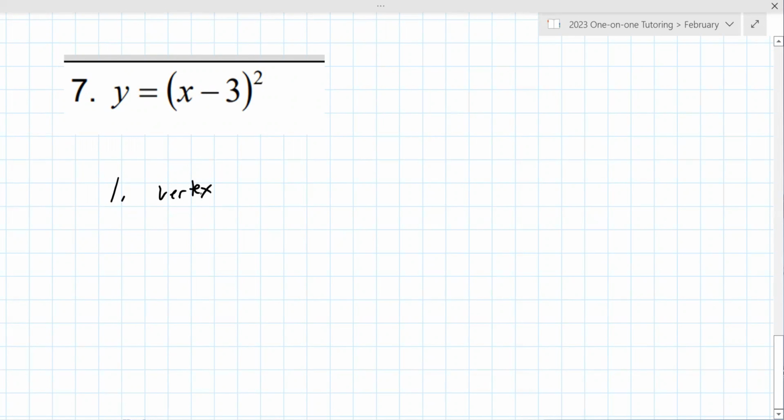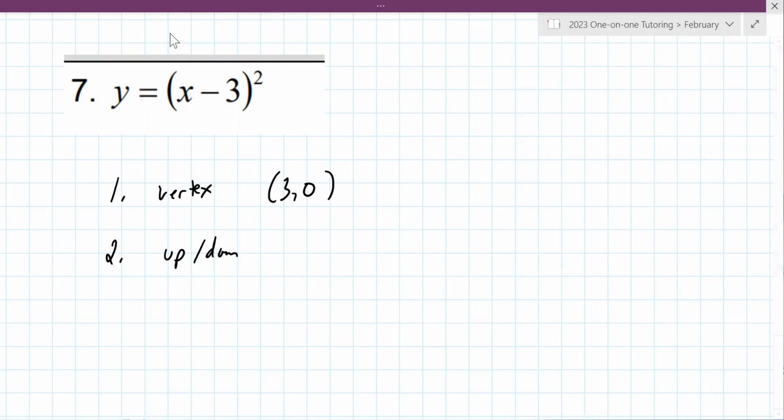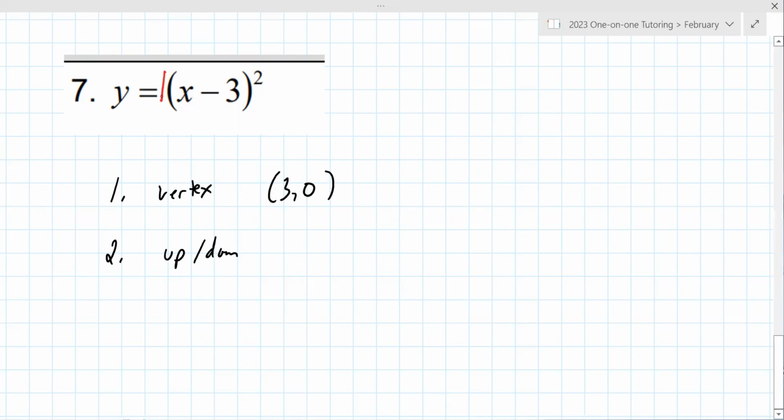Okay, so the vertex would be, since there's no number afterwards, 3, 0, right? That's right. Now, does this one open up or down? I'm going to say up, because there's an unwritten 1 in front here. So it would be down because, no, that's positive. 1 is positive. Oh yeah, okay, so then I was right, it opens up. So it does open up.